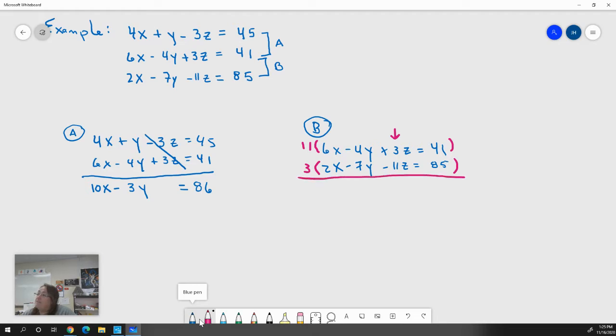Now, remember, we have to distribute when we do this. So we've got 11 times 6 is 66x. Then I've got 11 times negative 4. Well, that's negative 44y. 11 times 3 is plus 33z. And then I have 11 times 41. What is that? 11 times 41 is 451.